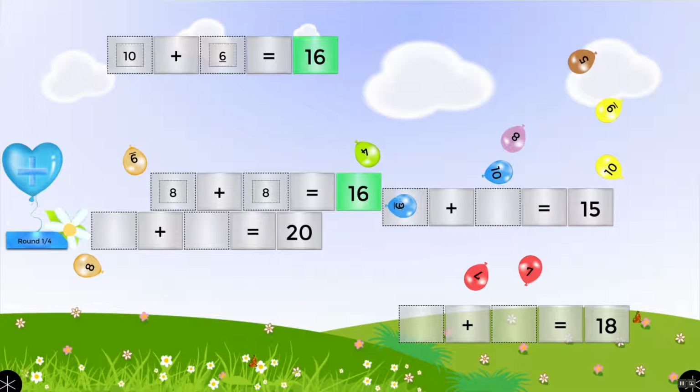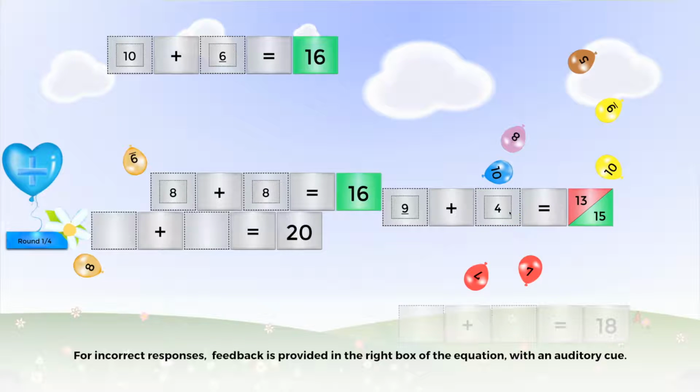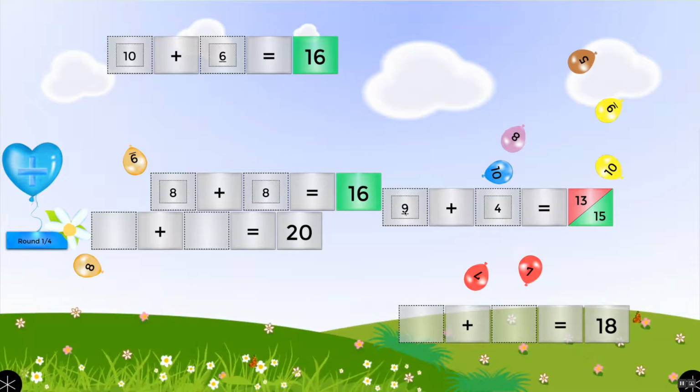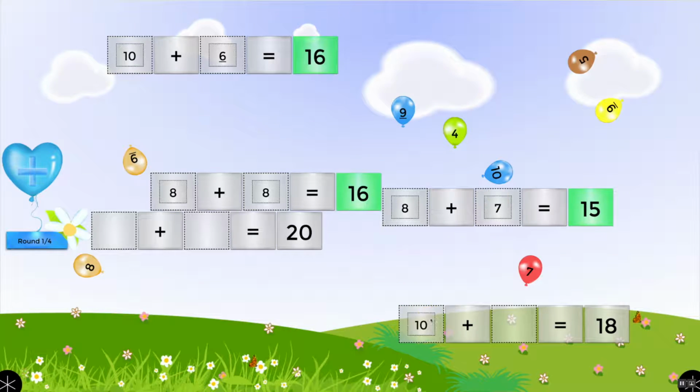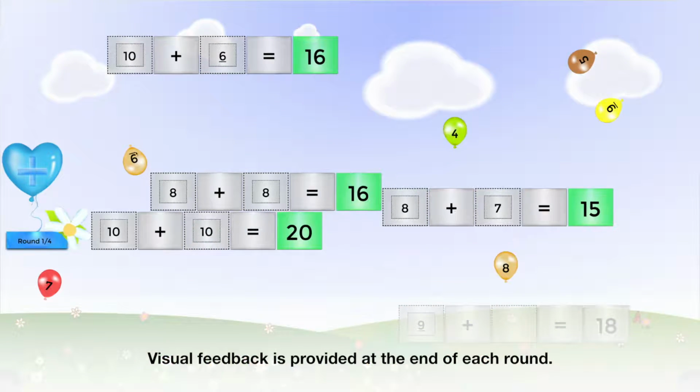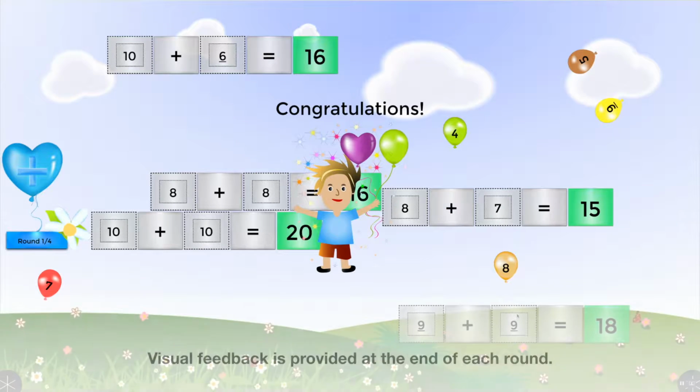If the equation is solved incorrectly, the right box will show the incorrect response in red with an auditory cue, along with the correct response in green. Students can try problems over if they have chosen incorrect solutions. At the end of each round, the child is presented with visual feedback, such as a picture and a message.